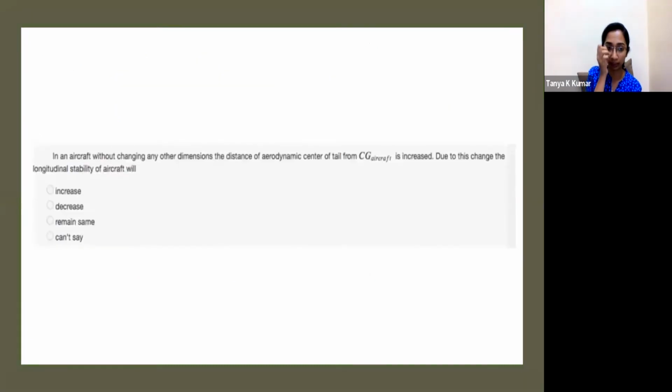We'll begin with the questions. In an aircraft, without changing any other dimensions, the distance of the aerodynamic center of the tail, ACT, from the CG of the aircraft is increased. Due to this, the change in longitudinal stability of the aircraft will be? So if this is the fuselage reference line, the AC of tail and CG, if this distance is increased, what will the contribution towards stability be? Will the stability increase or decrease?